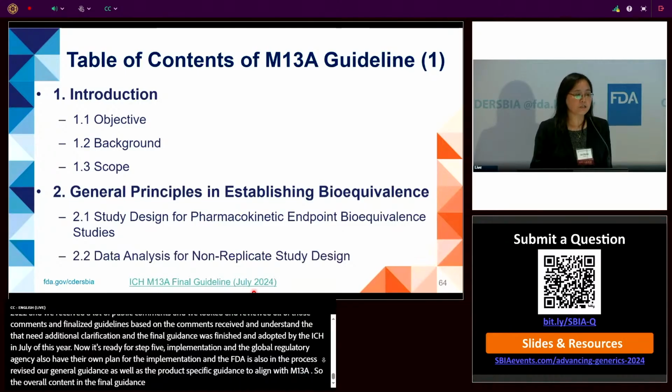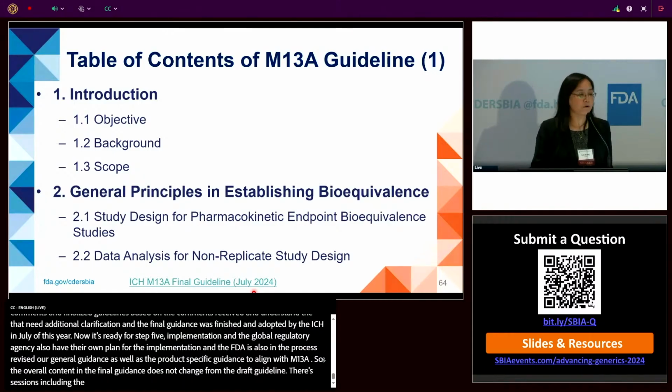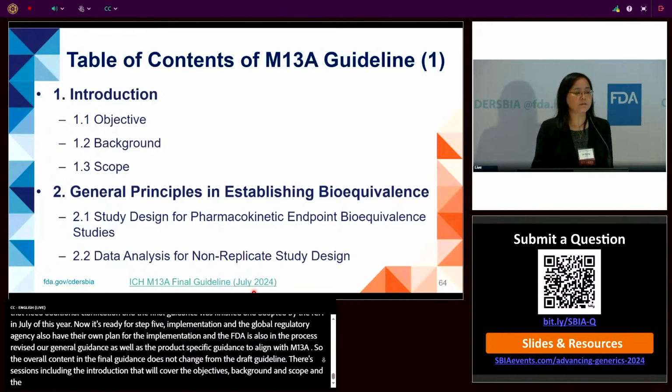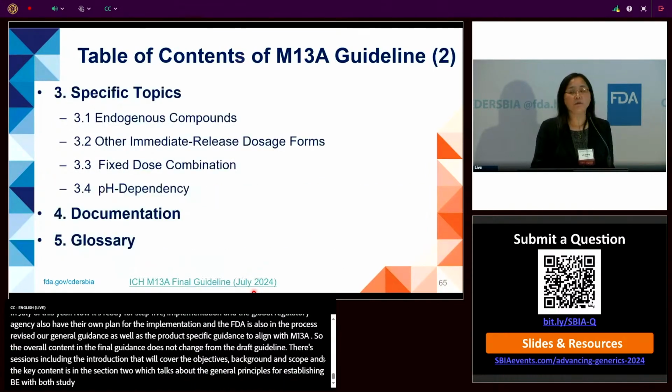There are 5 sections, including the introduction that covers the objectives, background, and scope. The key content is in Section 2, which talks about general principles for establishing BE, with both study design and the data analysis part. We focus on non-replicated study design.